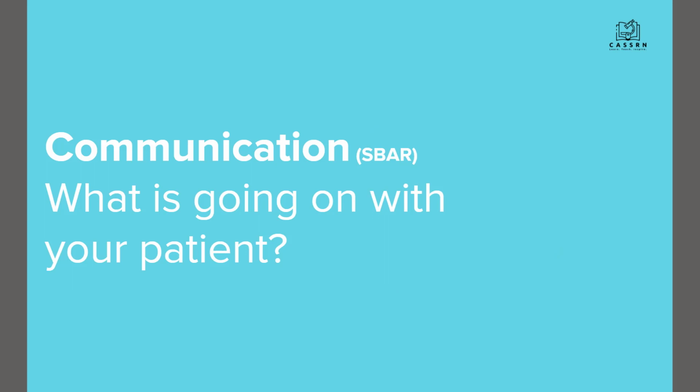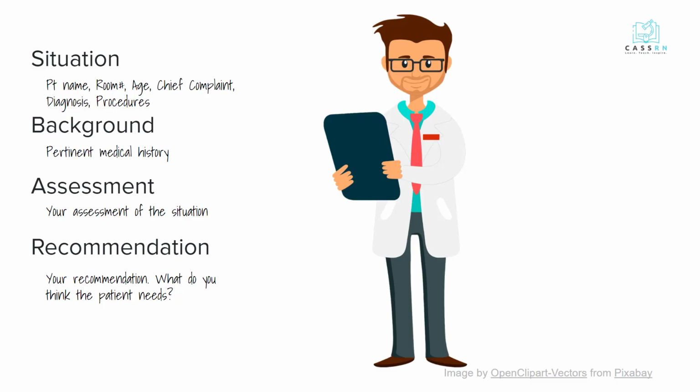Then communication, or SBAR. This is what you're going to use when you're saying what's going on with your patient. So we've got our situation, our background, our assessment, and our recommendation. Situation is going to be the patient name, room number, age, chief complaint, diagnosis, and procedures, or whatever you feel is pertinent. Then our background is going to be anything inside the medical history that's pertinent to what we're talking about.